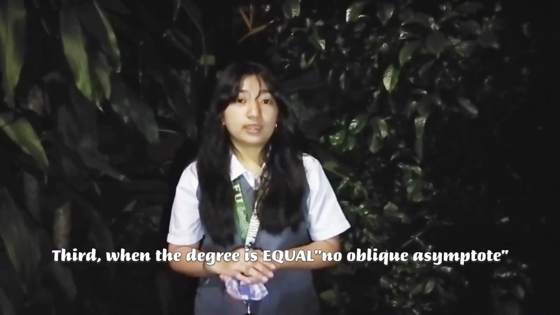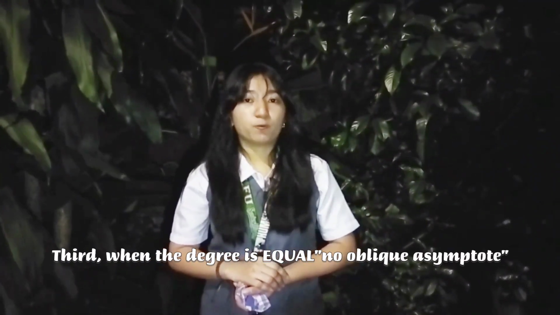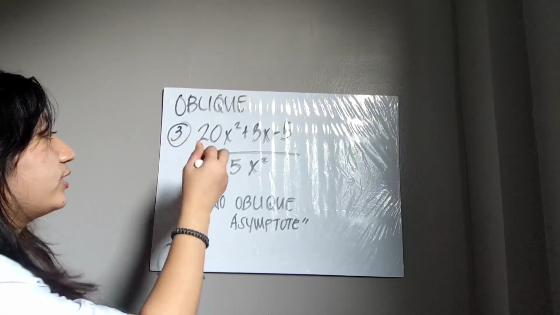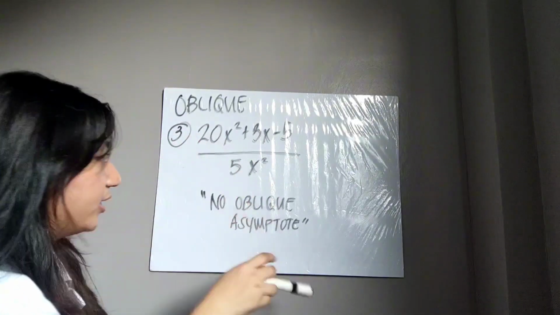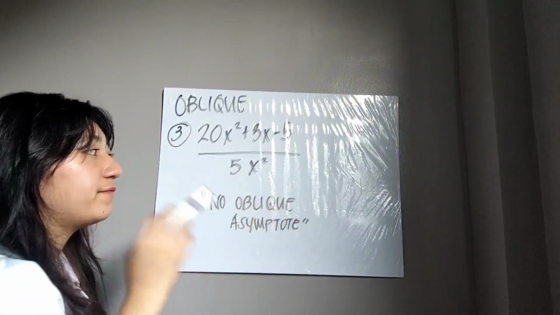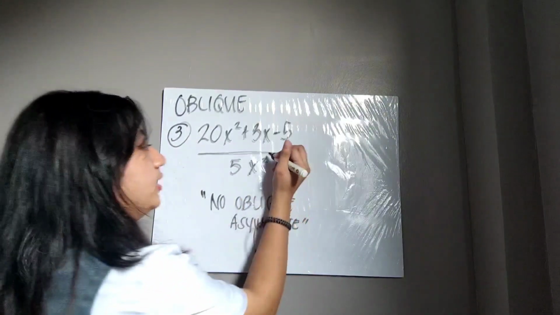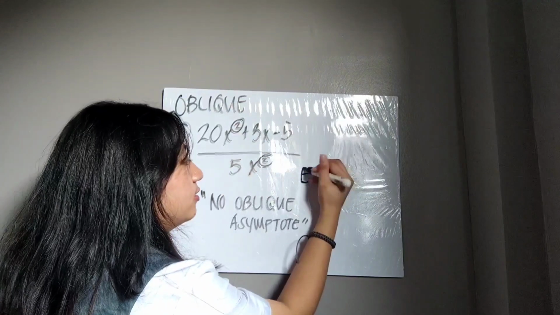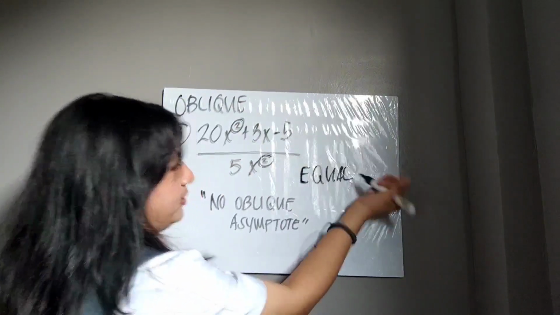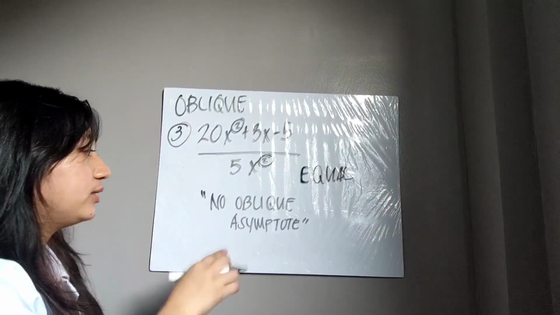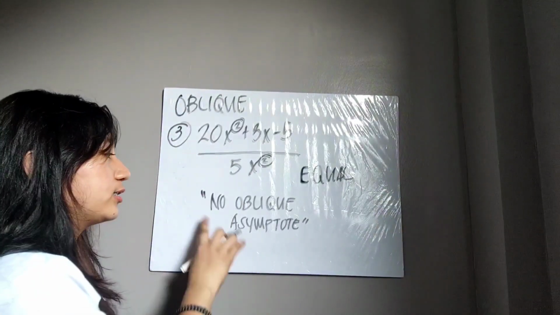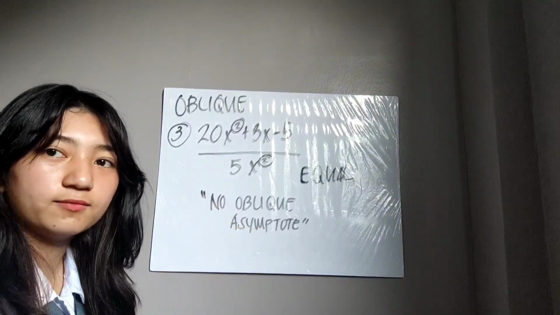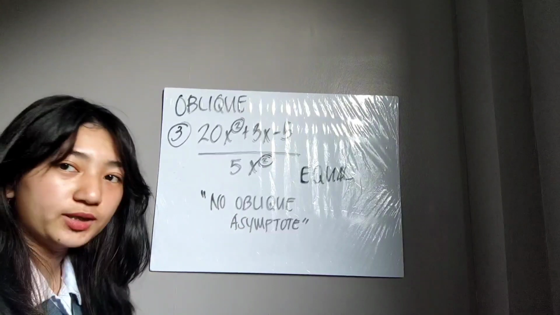Third, when the degree is equal, is called no oblique asymptote. Third example, gagamitin ulit natin yung equation which is yung 20x squared plus 3x minus 5 over 5x squared. So, tingnan natin yung degree nila. Parehas sila. So, meaning equal. Pag sinabing equal, ang oblique daw neto, ang answer is no oblique asymptote. Kasi parehas lang 2. So, equal sila. Base sa rule ng oblique number 3.